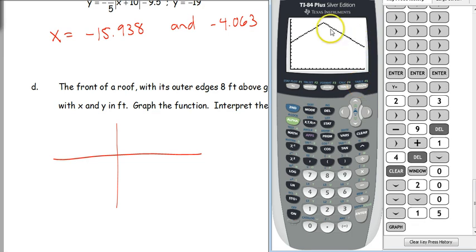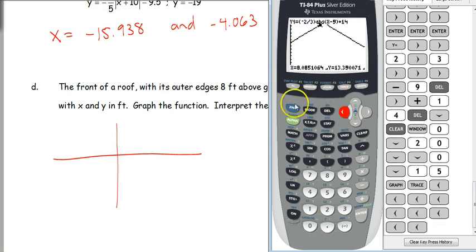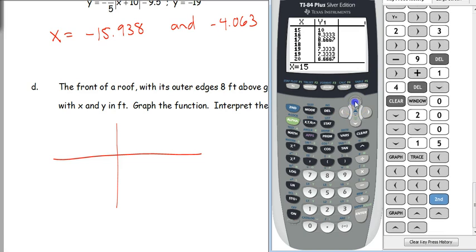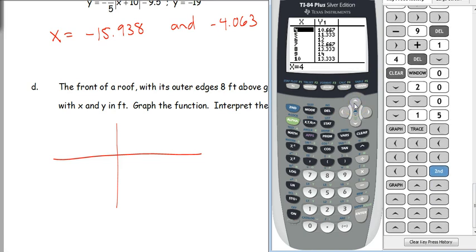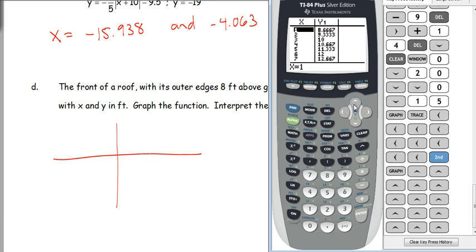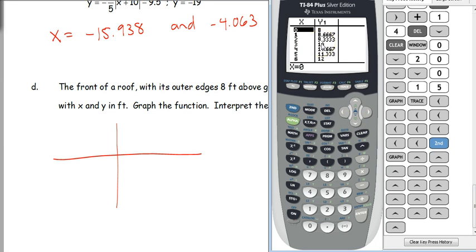Now obviously the roof will not keep going in real life because this line will hit the ground and then go under the ground, and that would be weird for a roof to do that. You would not want your roof of your house to be doing that. So it starts at 8 up. Let's just double check to see that that is where that is. Let's look at the table to do that. Second graph gives you your table. And if I go to my x value of 0, and just make sure that that's the outer edge, yeah, it's at 0, 8.